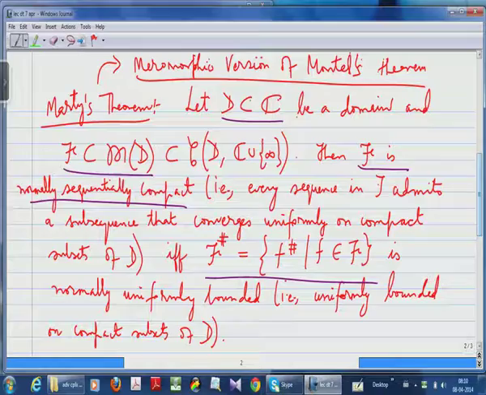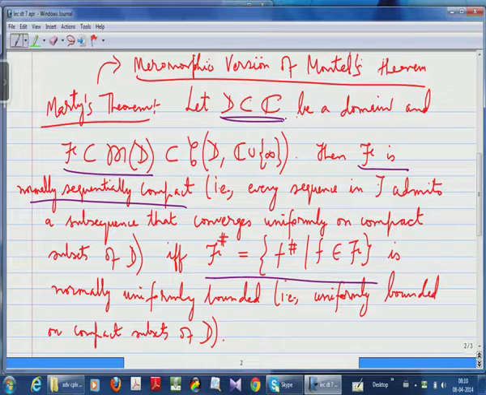Alright, so let me continue with this discussion about Marty's theorem, which is basically an analog of Montel's theorem, except that you are working not with analytic functions but with meromorphic functions. So let's again look at the statement.